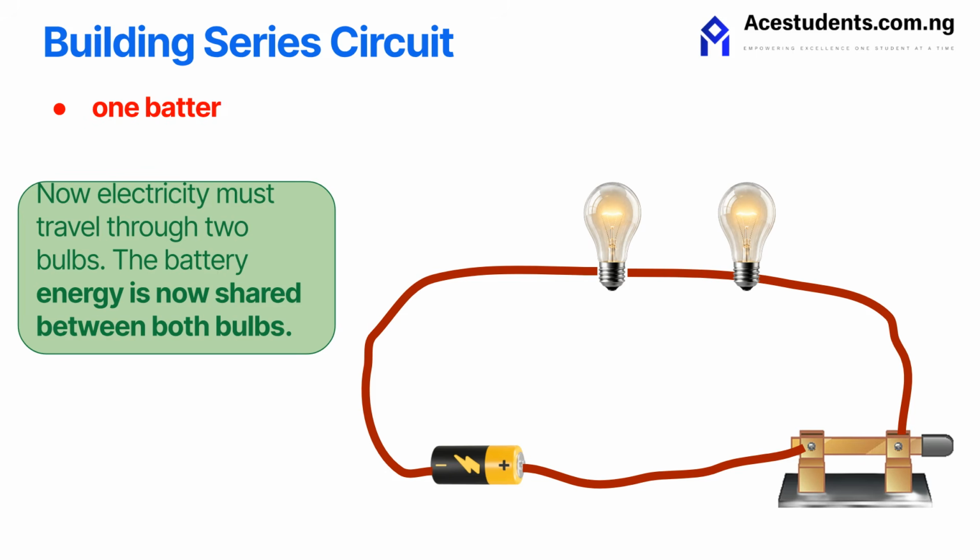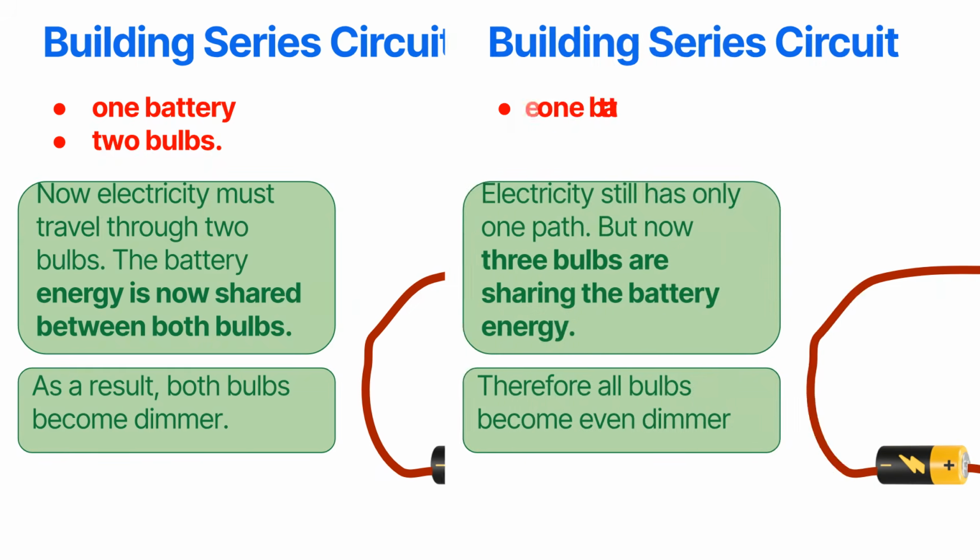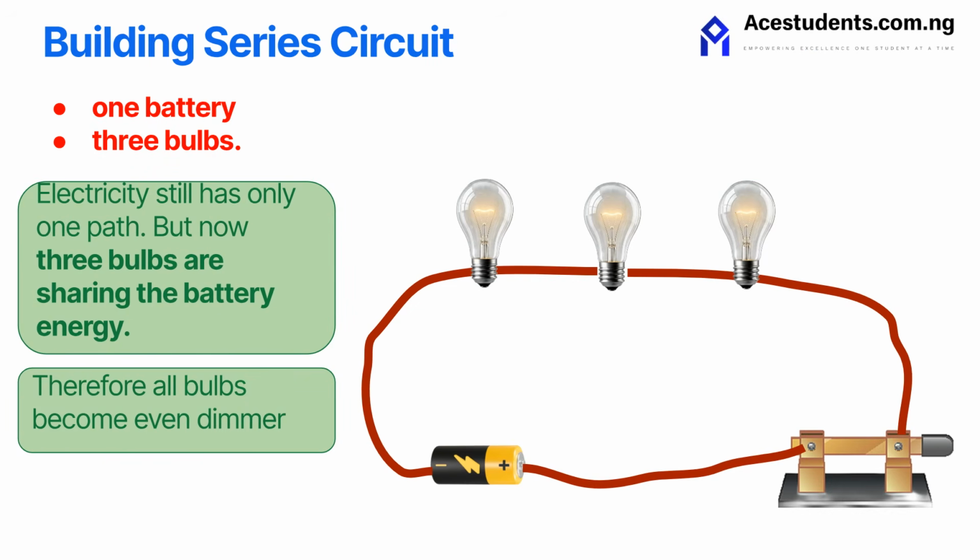If we add a second bulb to our series circuit, the electricity must travel through both bulbs. The battery's energy is now shared between them, and as a result, both bulbs become dimmer. So can you predict what happens when we add a third bulb? When a third bulb is added to the series, the energy is shared further. Since there is still only one path, all bulbs will appear even dimmer.